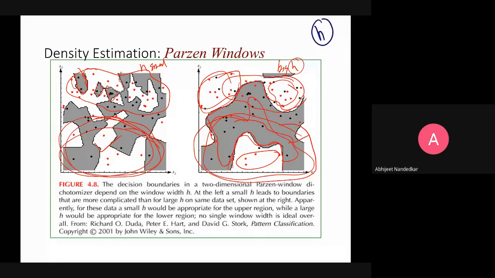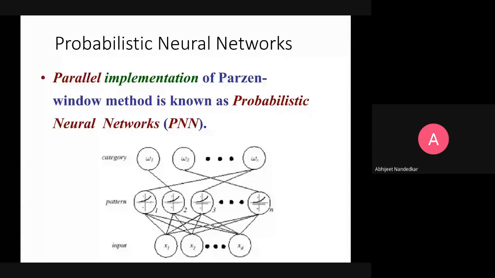So that is about the Parzen window, but we will now move to the next point that is called the probabilistic neural network, which is the parallel implementation of Parzen window. So this is a kind of neural network implementation of a Parzen window.